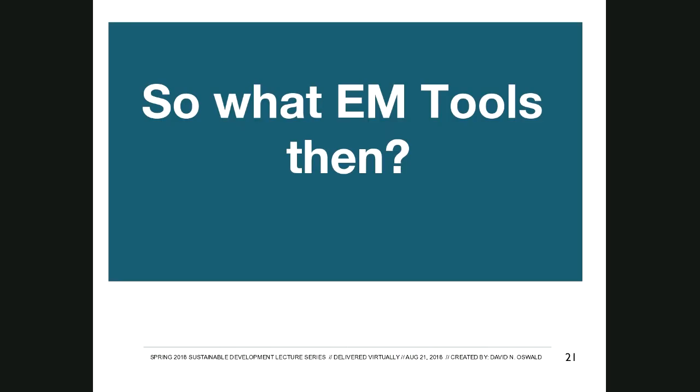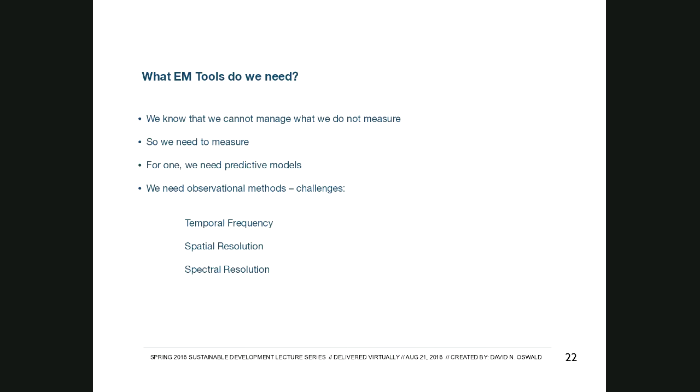So, what EM tools do we need? This is the interactive part of the discussion. We know that we cannot manage what we do not measure. Hopefully, if you've learned anything in this course, it's that. If you don't have a handle on the problem, whether it be greenhouse gas emissions of a company, emissions of effluent from an organization, or even socioeconomic factors, if you don't know how much you're donating to charity on a quarterly or annual basis, you are not going to be able to report to the GRI, for instance. So we cannot manage what we do not measure.